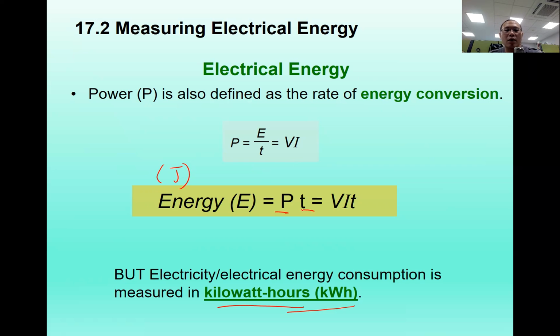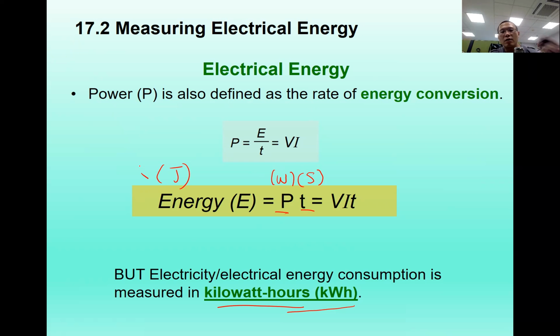Same thing. If I want the energy to be in joules, remember in physics, all your variables must be in SI unit. For power, the SI unit is watts. The SI unit for time will be seconds. So if you substitute SI units into the variables, the answer that you get for energy will also be in SI unit, which is joules.